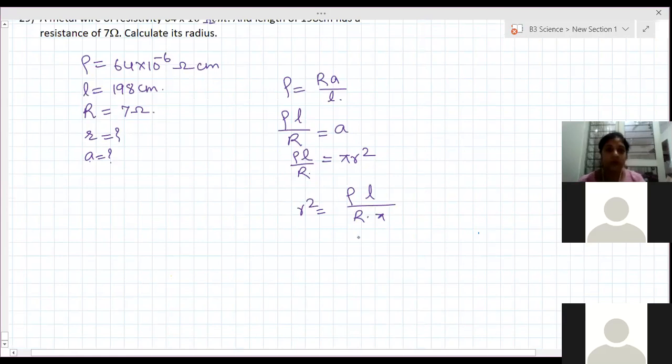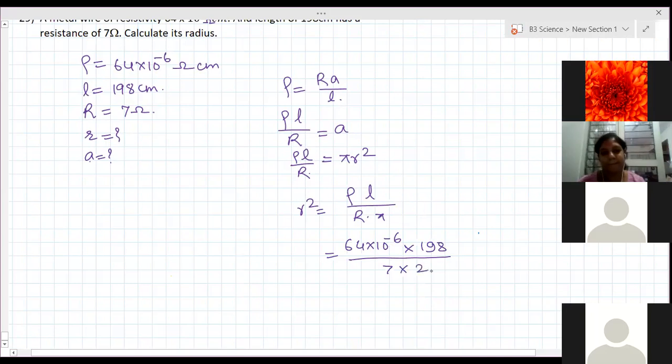So rho is 64 into 10 to the power minus 6, length is 198, R is 7. What value of pi can we use? 22 by 7, because this 7 and this 7 can cancel. And 22 nines are 198. So you get r square as 64 into 9 into 10 to the power minus 6.